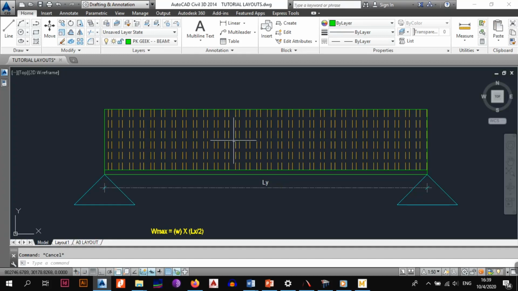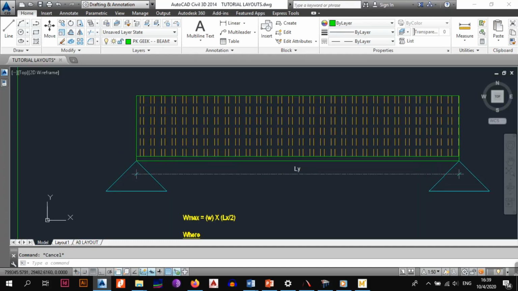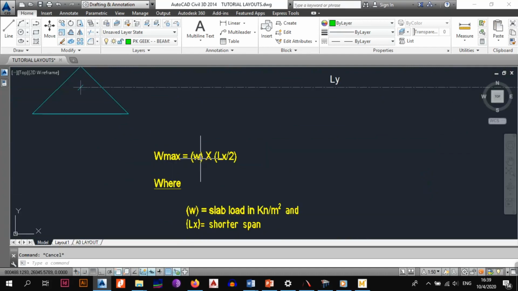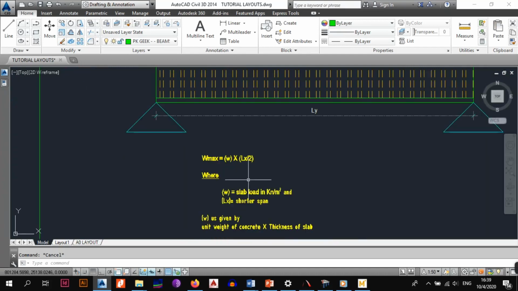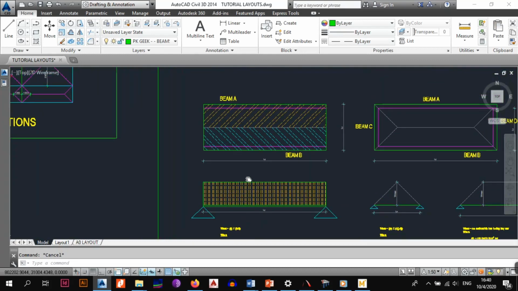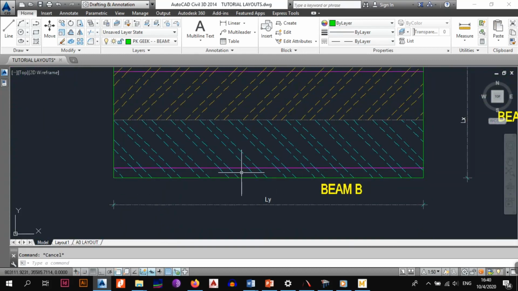And if you remember from your loads, you obviously have the maximum value of the load that is going to the beams. So that maximum value called W max is equal to W multiplied by Lx over 2, where W is the slab load in kilonewtons per square meter and Lx is the shorter span. So all you have to do is find, okay, what is the load that is going to the slabs? In our case, let's say it's 5 kilonewtons per square meter.